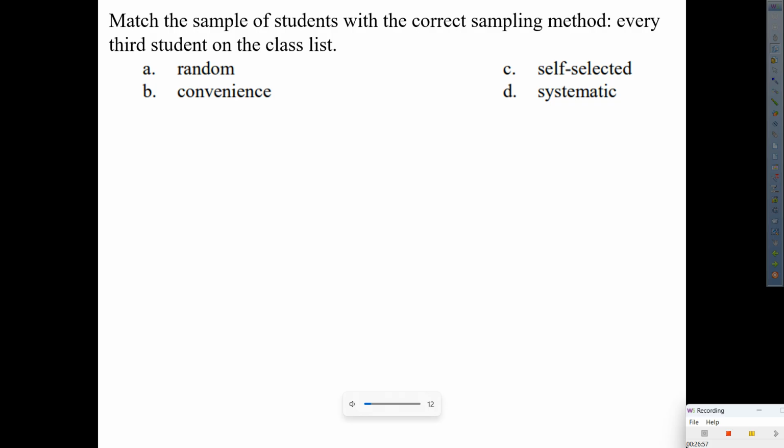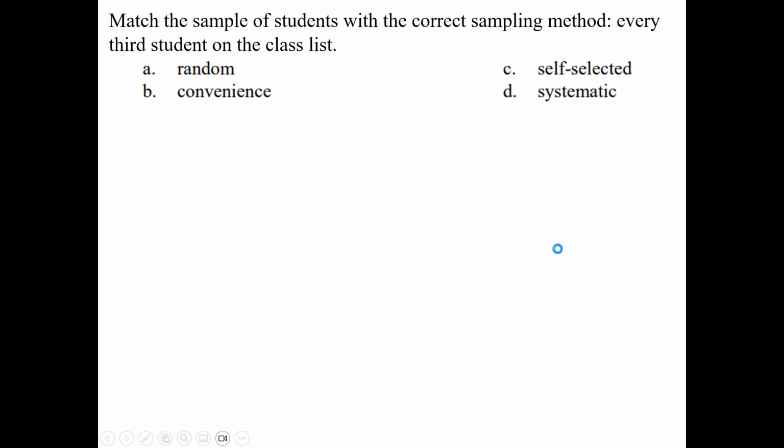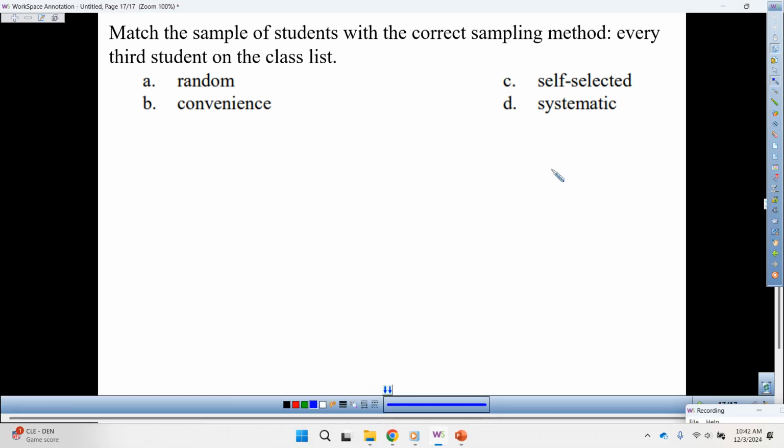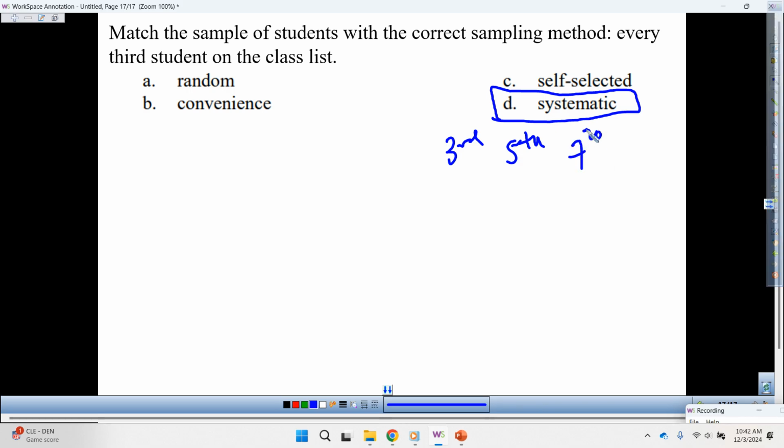All right, looks like Alessandra's got it. Very good, Alessandra. But let's go with Mario. Which one? What'd you say? D, hands up if you agree with systematic. That is correct. Systematic is every third, every fifth, every seventh, every 10th, and so on and so forth. Yes, that's systematic. All right.